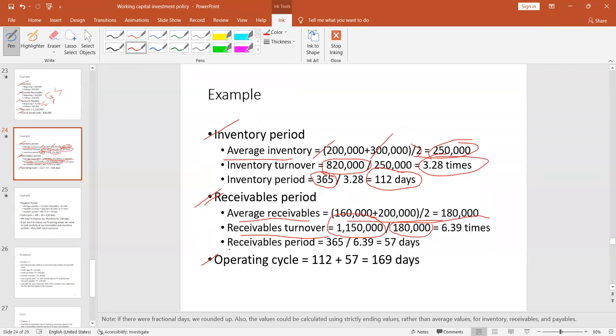What's the last phase? Receivables period. How can we calculate? The process is the same. 365 divided by 6.39. How many days do we have?